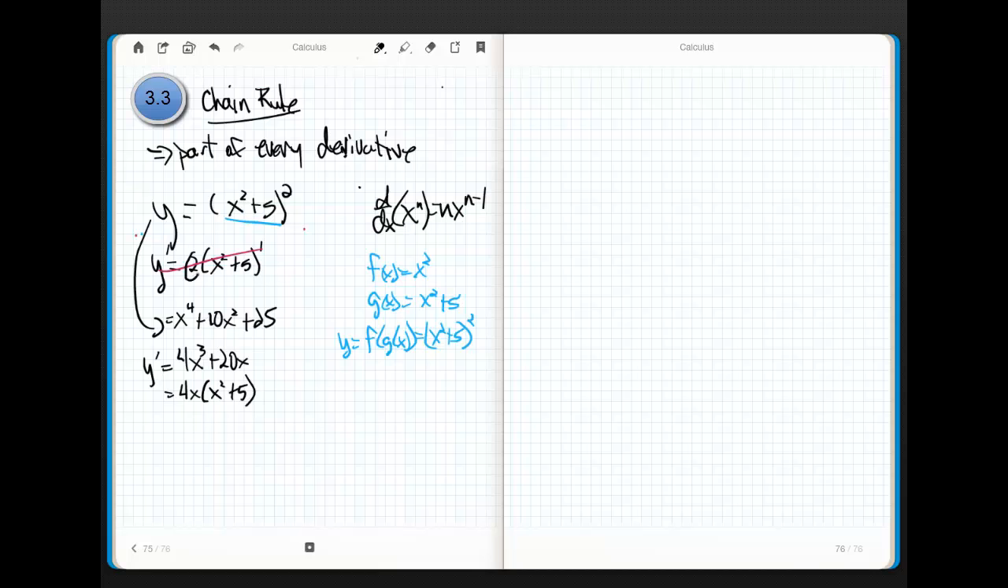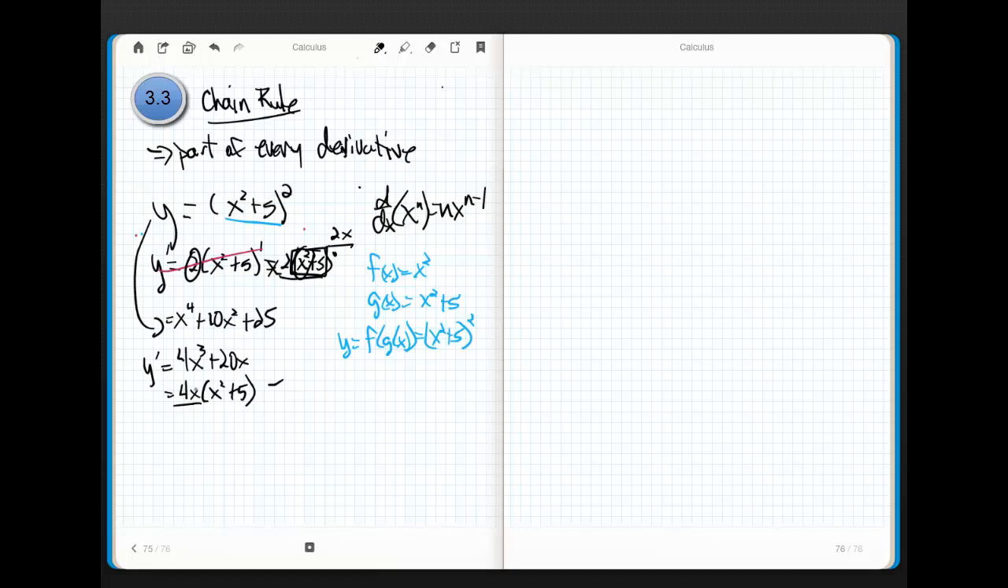Now, look at what we were off by. Let me rewrite this just so you can see it: 2 times (x squared plus 5). Look close. I am off in this correct answer by a factor of 2x. In other words, if I multiply this guy times 2x, I would get the correct one. Well, what do you notice that 2x is? It's the derivative of this whole guy right here, x squared plus 5.